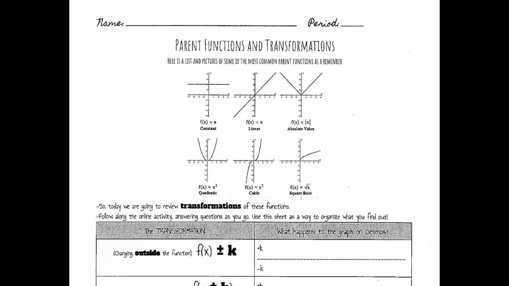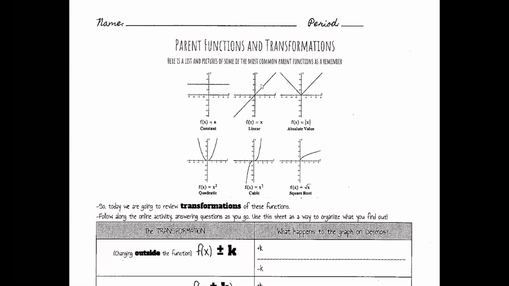Recording. So what we're going to be looking at today is parent functions and transformations. Here are some of the most common parent functions we'll see in this class. A constant function is just a straight line. If you have f of x equals a number, that's basically y equals a number. Remember, y equals a number is a horizontal line.